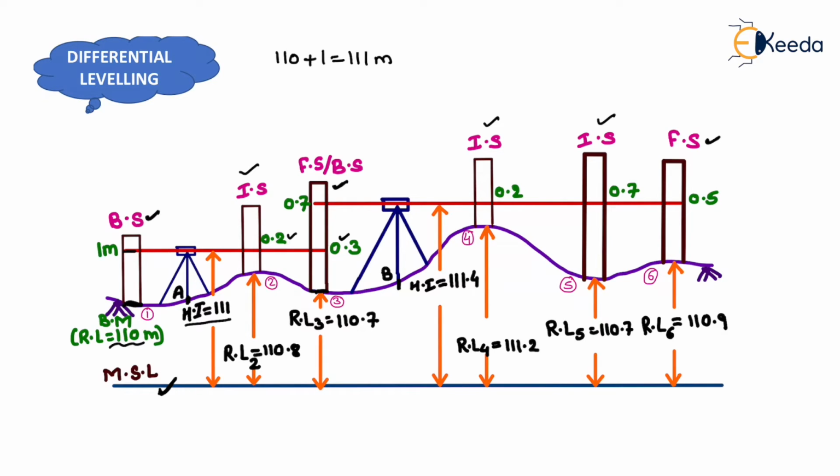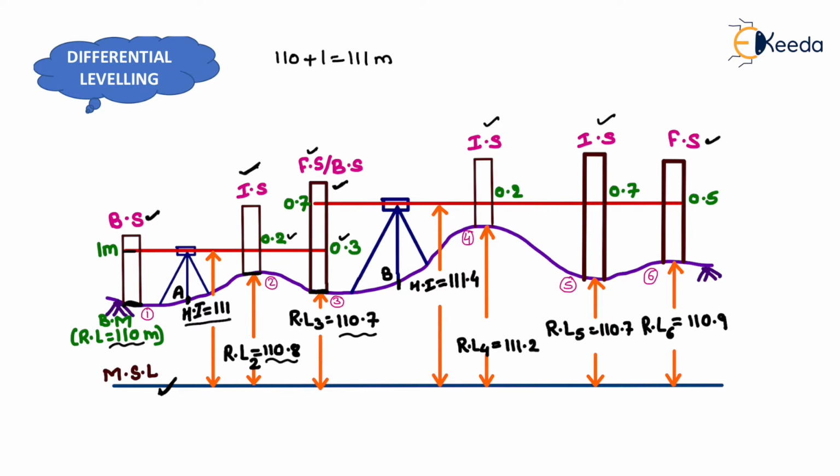Now we want to compute the RL of station 2 and RL of station 3, so we need to subtract the value of intermediate side and foresight from the height of the instrument. So if we will subtract the intermediate side, that is 0.2, from the height of instrument, that is 111, we will get RL of station 2, which will be equals to 110.8 meter. Similarly 111 minus 0.3, it will be equals to 110.7. Now that will be the RL of station 3.